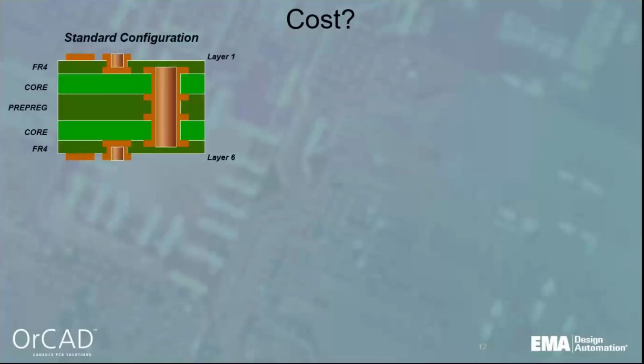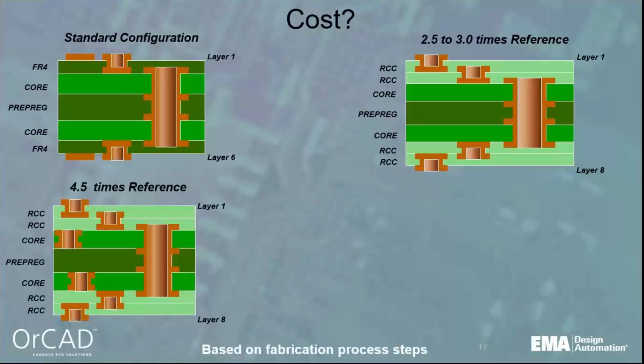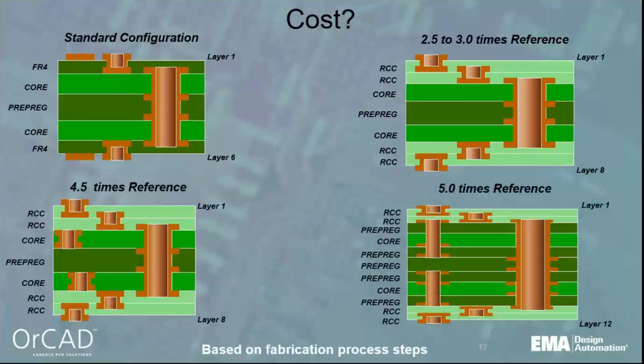So here are some standard configurations of some designs, and you can see what the cost is as you add the different types of blind and buried vias. If you're going from layer 1 to layer 2, or layer 6 to layer 5, and then have a core via in the center of that, that's pretty much the standard configuration.